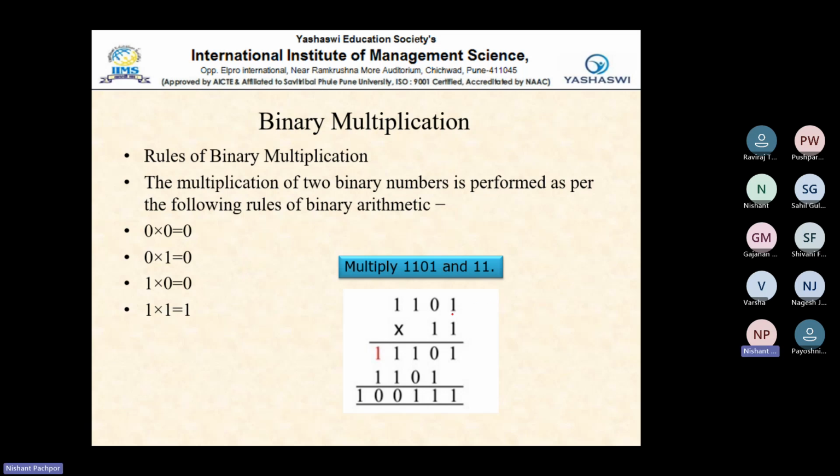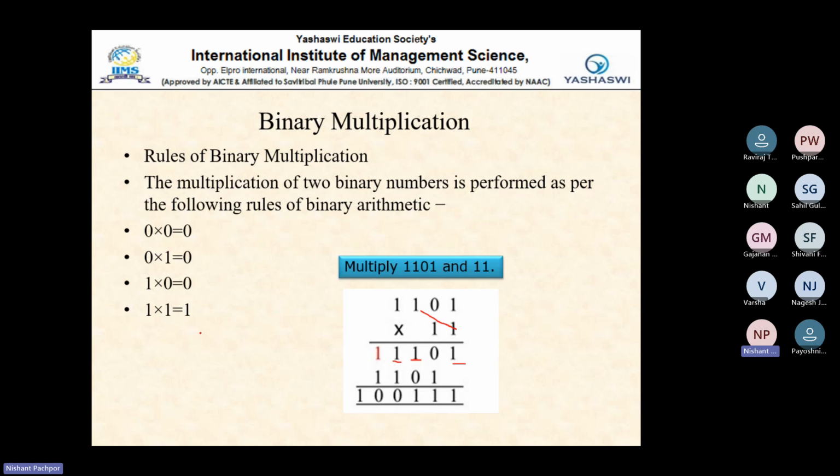This is 1 into 1. It is 1 multiplied with 1. 0 into 1, 0 into 1. My rule says 0 into 1, 0 will be there. 1 into 1, again when you perform 1 into 1, you find 1. 1 into 1 again creates a 1.